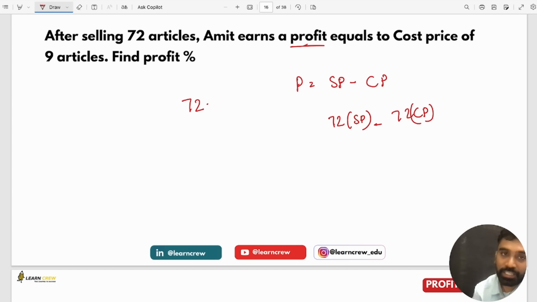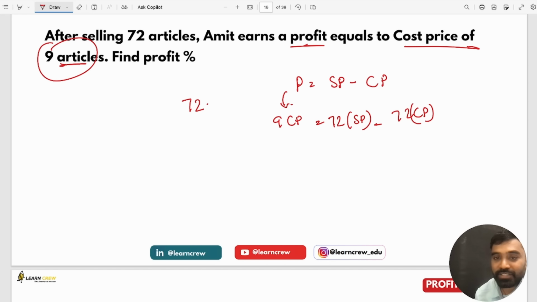Concept, no. He sold 72, he should have got 72 articles. How much profit did he earn? He earns a profit of the cost price of 9 articles. 9 CP, this is the profit. Cost price of 9 articles.